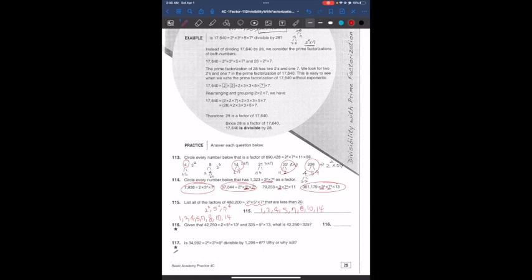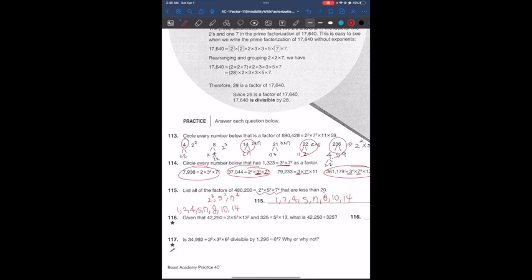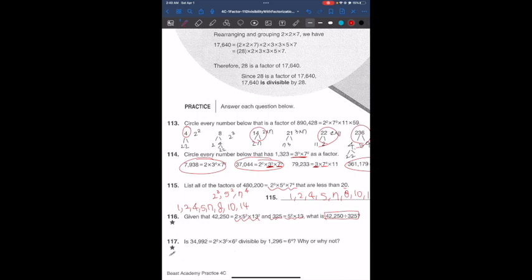Now we have problem 116. And so it says, given that 42,250 and 325 have these prime factorizations, what is this division equal to? Again, we're doing 2 times 5 to the power of 3 times 13 to the power of 2 divided by 5 to the power of 2 times 13.